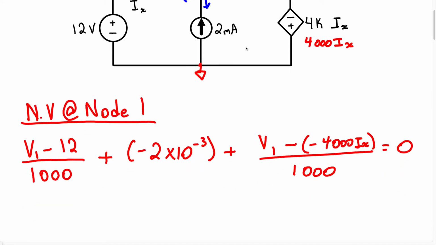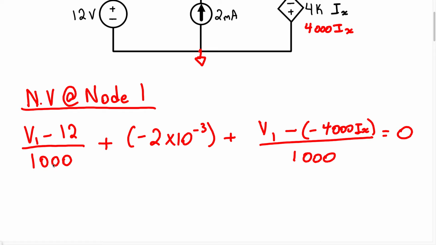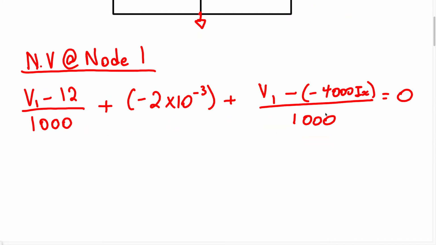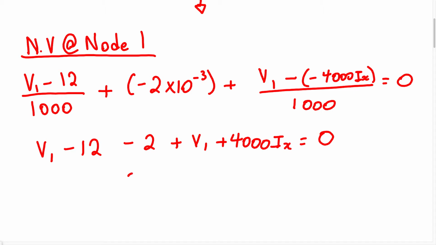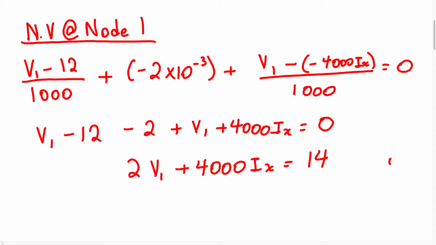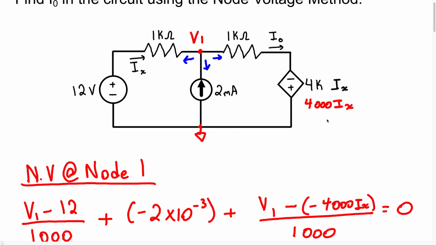Okay, let's start to simplify this now. We know the LCD is going to be 1000, so we're going to multiply each term by 1000. And when you do that, that's going to give you V1 minus 12 minus 2 plus V1 plus 4000 IX. And all of that equals 0. When we simplify this now, we're going to get 2V1 plus 4000 IX equals 14. I'm going to call that equation 1.